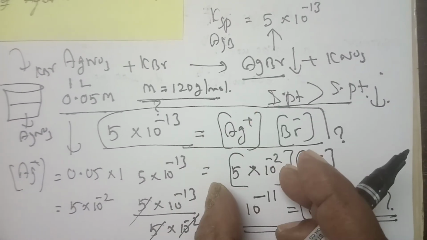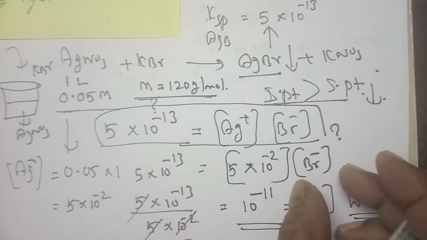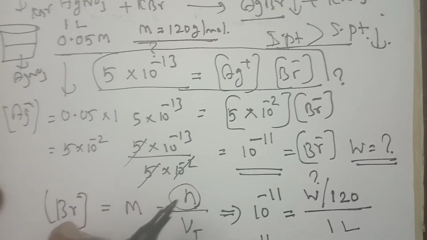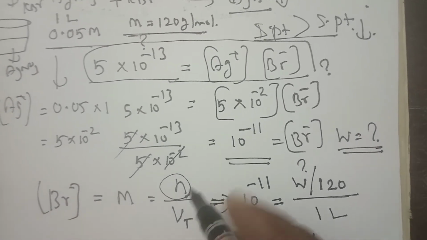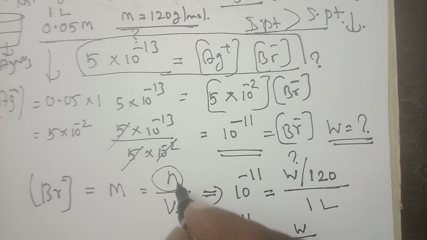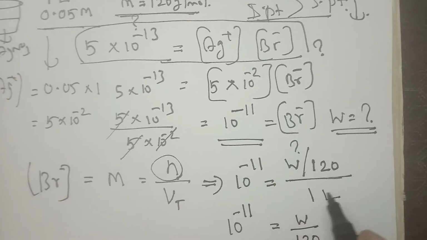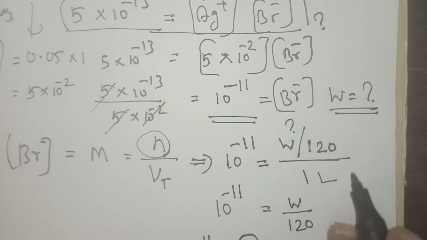Here, silver ion you are taking first, and then we are calculating the bromide ion concentration. After calculation of the bromide ion concentration, that is equal to n by V. From the n by V, the number of moles is given with the molar mass. So here we are using different formulas.